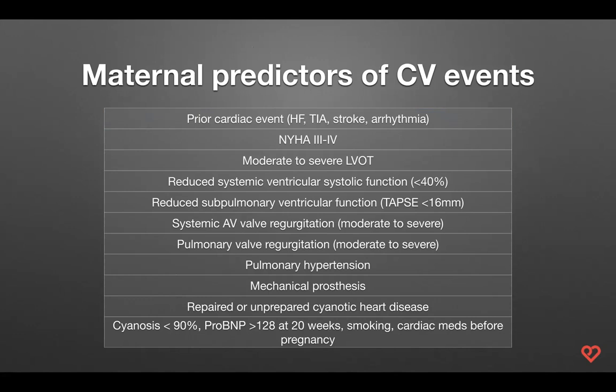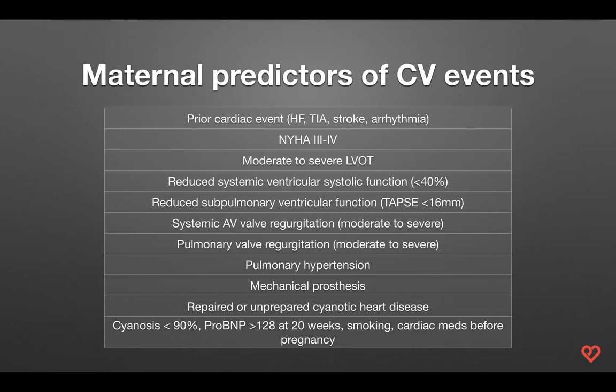I'm putting this up there because even though we have WHO classifications, they've narrowed it down to which maternal predictors of cardiovascular events. And here you see things like reduced pulmonary, subpulmonary ventricular function. So your TAPSE of 16 millimeters. You can see that a reduced EF of less than 40. Also incorporated into here is even pulmonary valve regurgitation, moderate to severe.